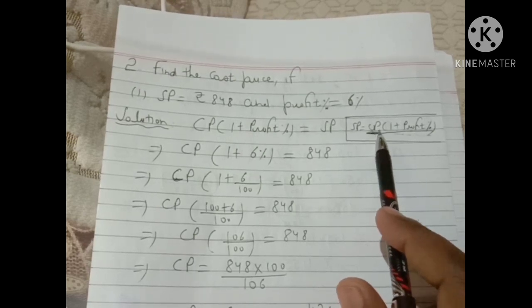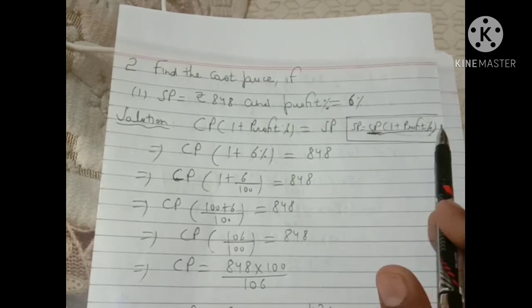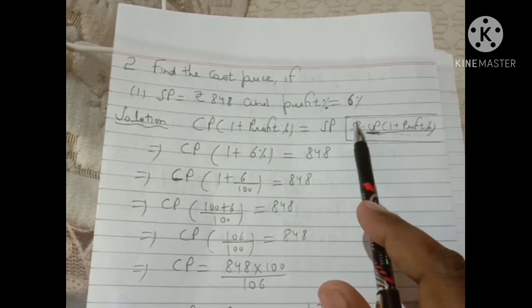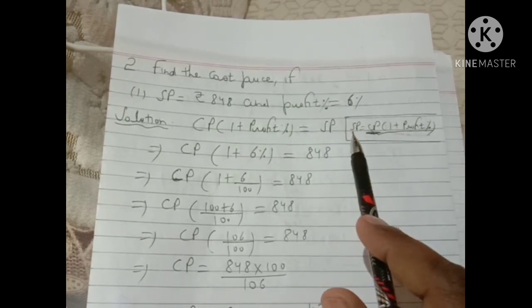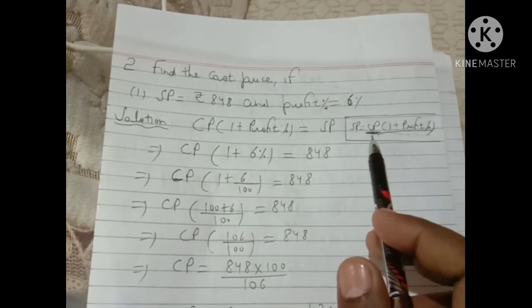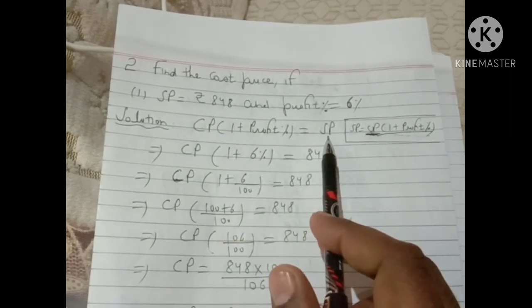If we have to find out the value of this cost price, that time we can take this whole side which is on the right hand side to the left hand side. Now you can see this is selling price which is on the left hand side, we can take this one on the right hand side. Means we can rearrange this formula. How you can see it will become CP into 1 plus profit percentage is equal to SP.